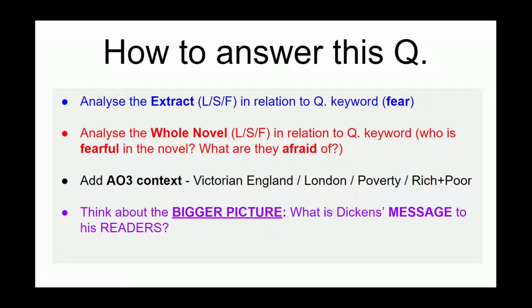We also know that there are 6 marks available for context. We know we're in Victorian England. Specifically, we're in London, and we're often dealing with poverty and the gap between rich and poor. But we have to make that relevant by applying it to this keyword of fear and linking it to fear somehow. Finally, if we're going for top marks on this question, a developed answer at level 5 or a conceptual or exploratory answer at level 6, we might want to think about the bigger picture. What is Dickens's message to his readers? He's a very didactic, moralistic writer, and he's often moralizing and trying to teach his readers a message. What is he trying to teach them about fear?